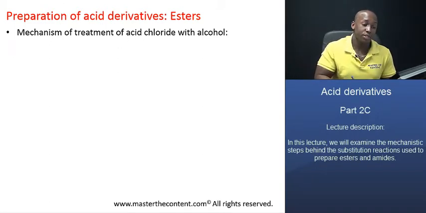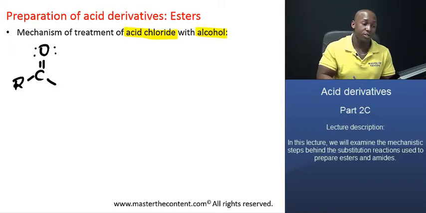So in this case, when we're preparing an ester by the reaction of an acid chloride with an alcohol, the first step will be, again, a common theme, a nucleophilic addition step. Remember, that's why I told you the nucleophilic acyl substitution reaction is very important. It's pretty much what this entire lecture is about.